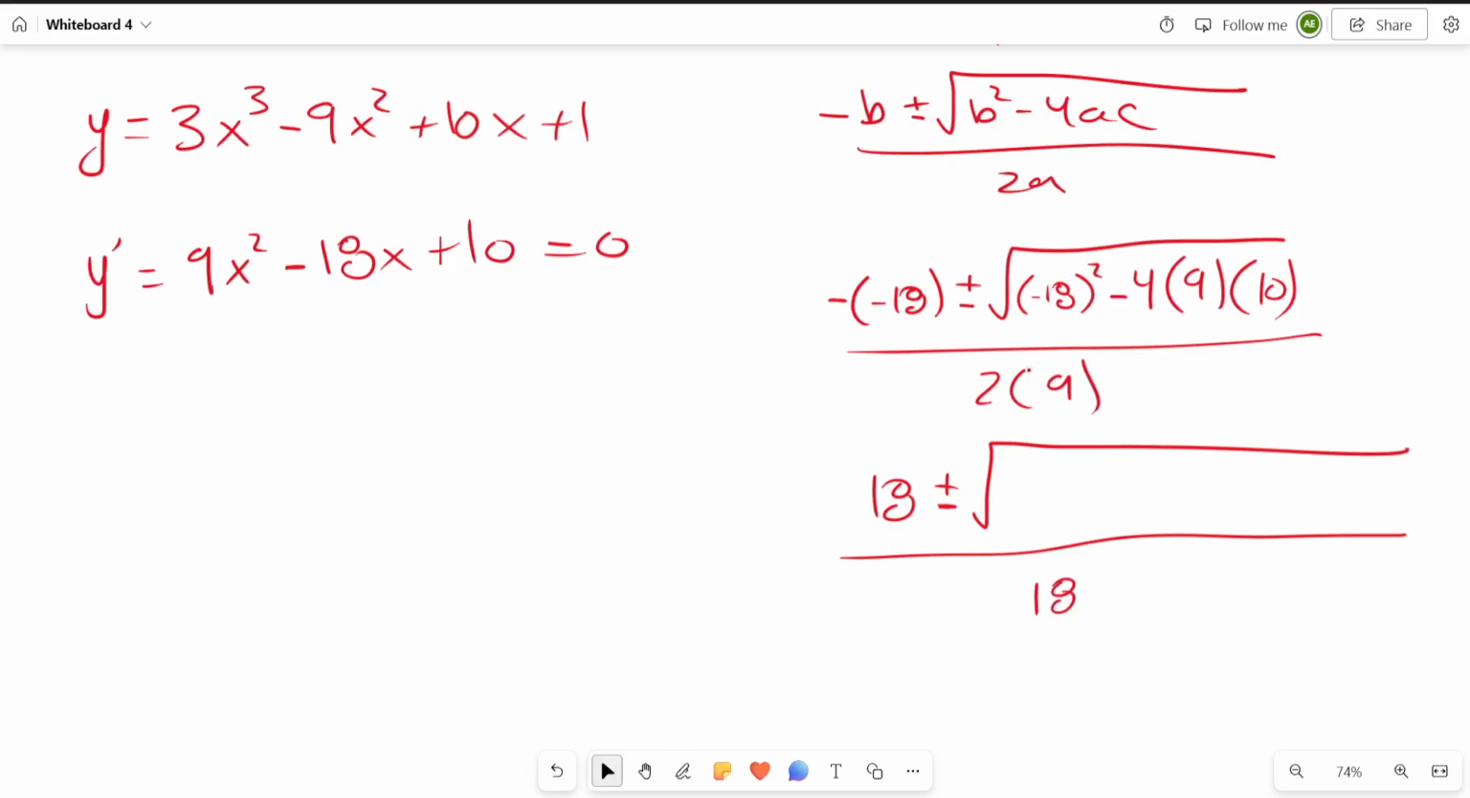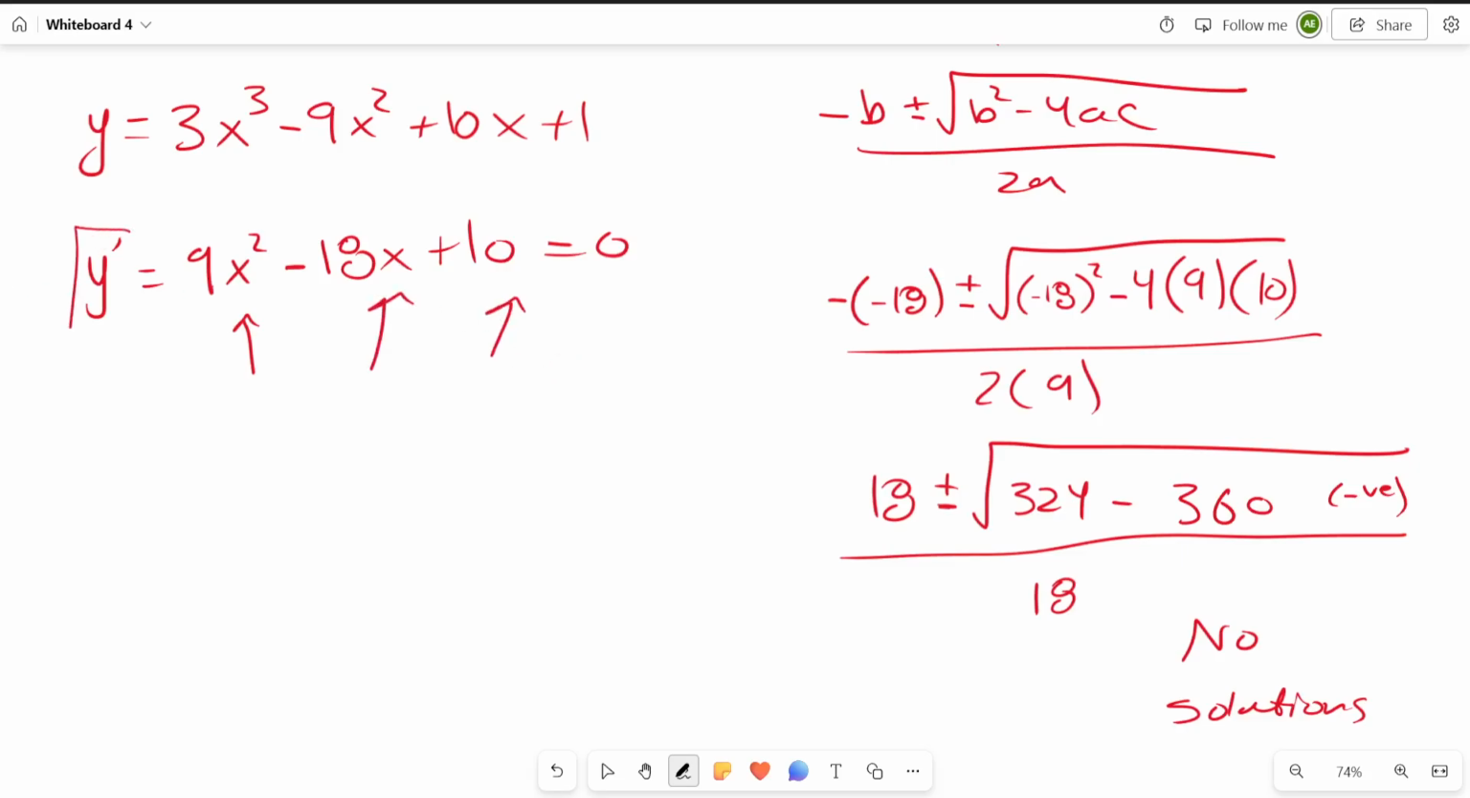So we have 18 squared, which is 324, minus 4 times 9 times 10, which is minus 360. So I know that 324 minus 360 will give me a negative answer, and a negative cannot be square rooted. So basically, I have no solutions for this part over here. That means that there is no x value that will make my first derivative 0, indicating that my first derivative will never be 0, so I don't have a critical point.